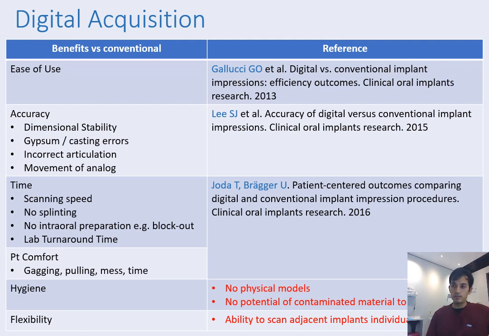Then time. The time taken to capture or acquire a scan of an arch is much quicker than, again, conventional PVS or polyether for reasons discussed previously. No undercuts to deal with, no setting time to wait for, and you can typically scan arches in a couple of minutes or less. No splinting of multiple impressions here. Another great benefit for those of you doing a lot of long span implant bridges or full arch cases. No blockout, we spoke about that already, and your turnaround time as well is much quicker because the lab gets the work immediately.